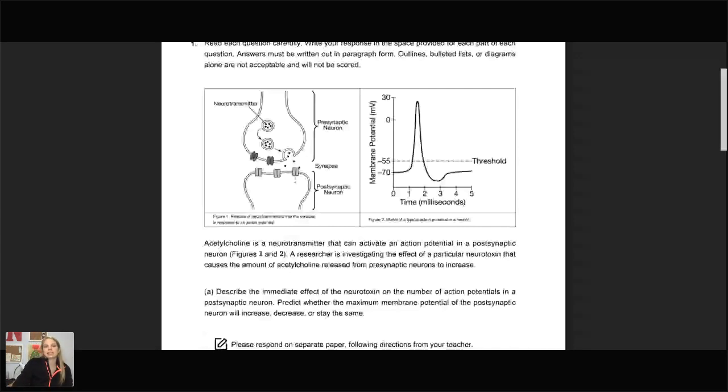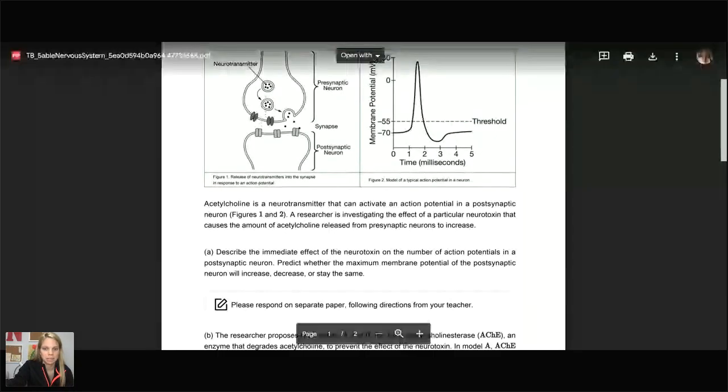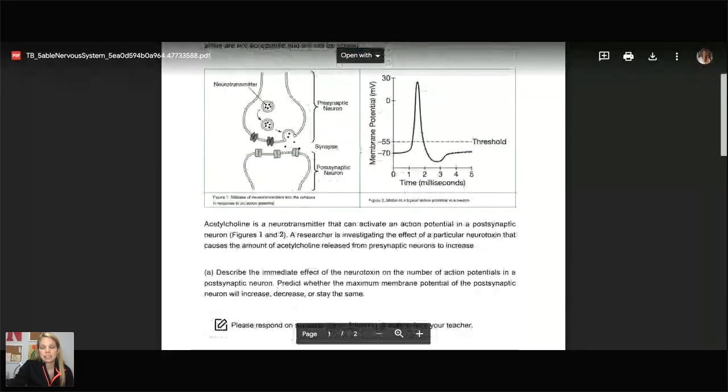And here it's going to tell you that acetylcholine is a neurotransmitter that can activate an action potential in a postsynaptic neuron. A lot of big words. Main thing you need to know is this is acetylcholine. It's a neurotransmitter. Then we've got the action potential. So when you get to the top of this line, like we talked about, that's when it's firing. That's when it goes boom, and all the sodium and potassium go in and out super quick. So we've seen that. That's not new. And this happens super quickly in these milliseconds.